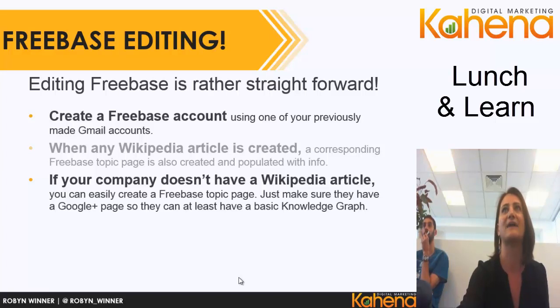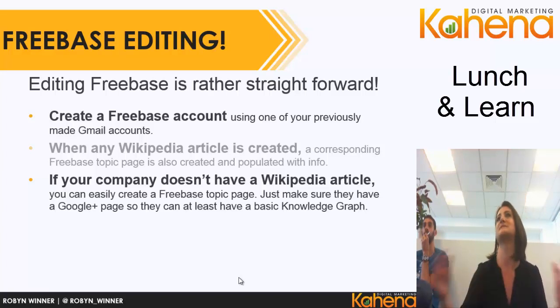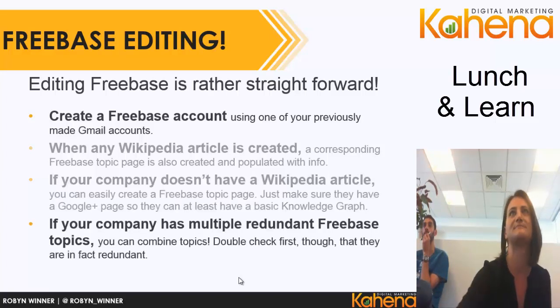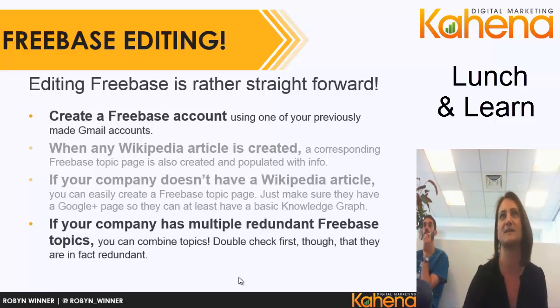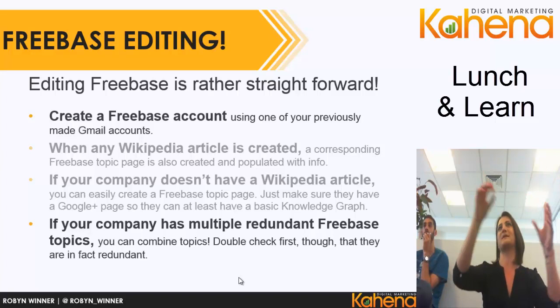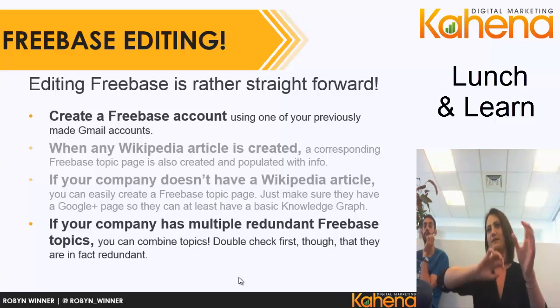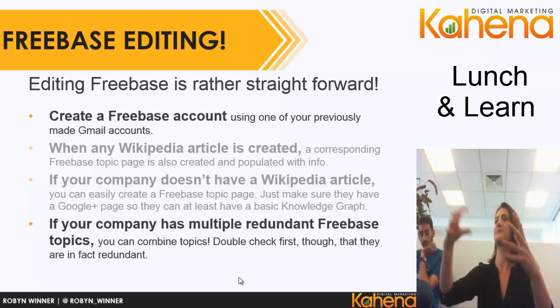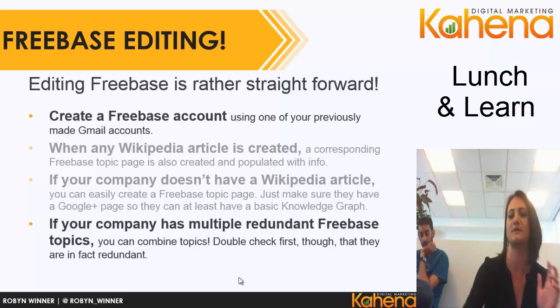If your company doesn't have a Wikipedia article, you can easily create a Freebase topic page. Just make sure they have a Google Plus page, so at least they can have a basic knowledge graph. And I will show you how to do that. If your company has multiple redundant Freebase topics, which we're seeing with one of our clients, you can combine topics. Double check first, though, that they are in fact redundant, because sometimes it's an umbrella company that also has another little brand, like made an app or whatever. So make sure that they are truly redundant before combining.